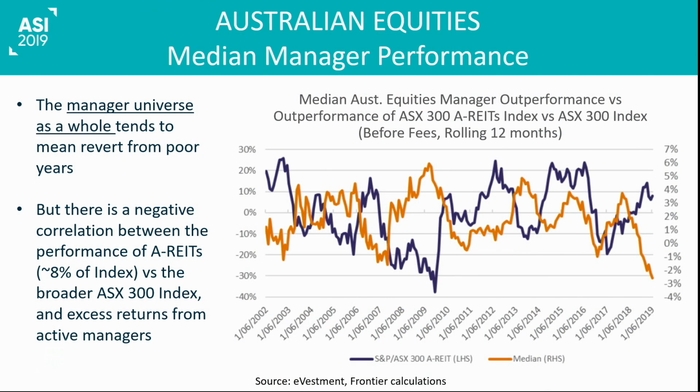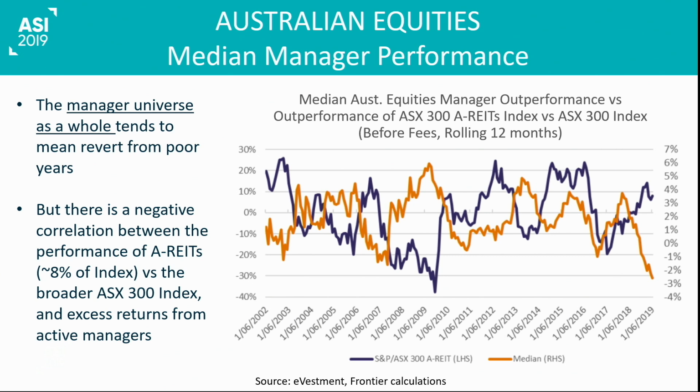But it does tend to mean revert as companies start to revert towards fundamentals. And the 2 classic cases when median manager underperformance was at this extent was just before the GFC, 2007, and just before the tech wreck in 99. The one thing that is interesting, so that's the orange line in this chart. The blue line is the outperformance of the A-REIT index versus the All Ords index. There is a strange negative correlation between A-REITs and the performance of active Australian equity managers.